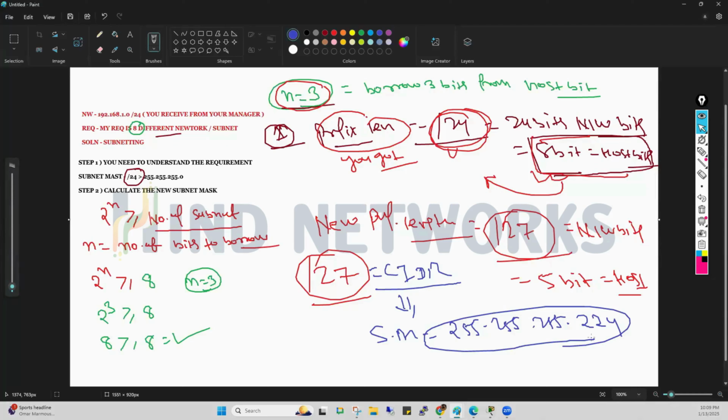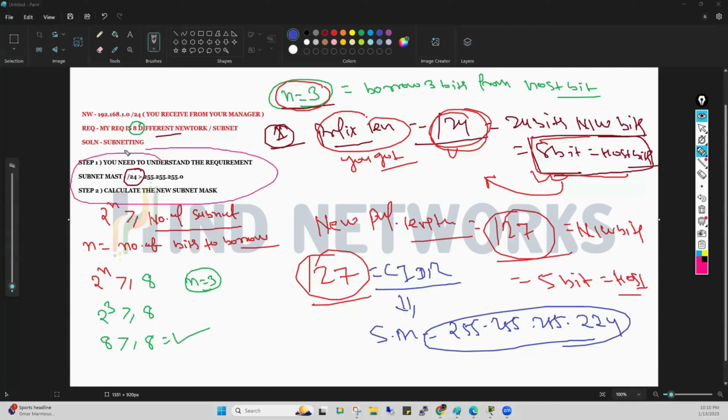Clear? So guys, that is step number 2. Again, I am explaining what I did in step number 2. In step number 1, I just found the requirement. Clear? In step number 1, I found the original subnet mask, I have /24. Now what I did, I calculated the new subnet mask. In step number 2, I need to calculate the new subnet mask.